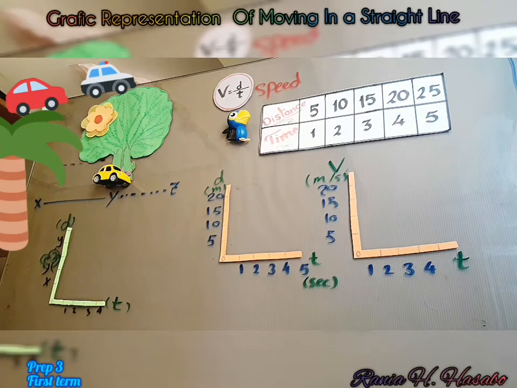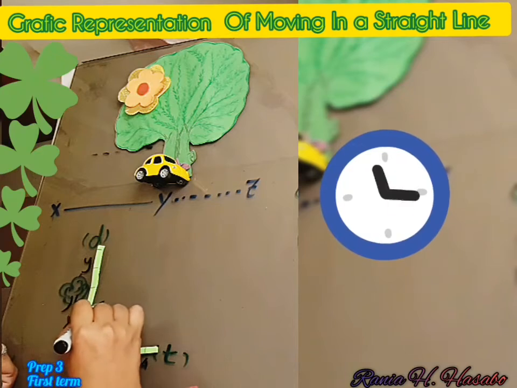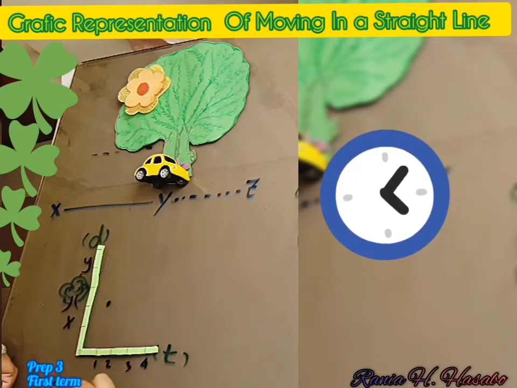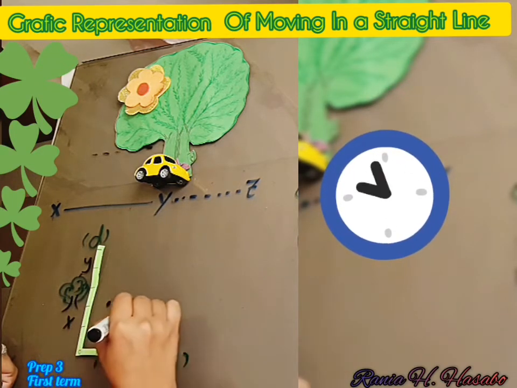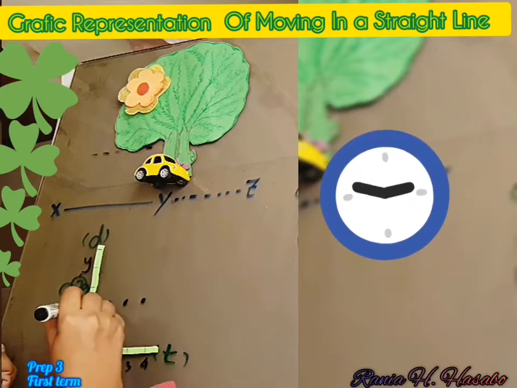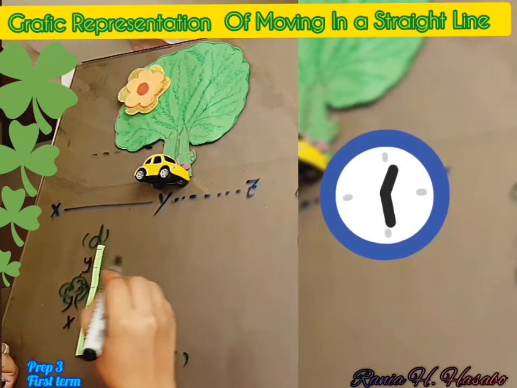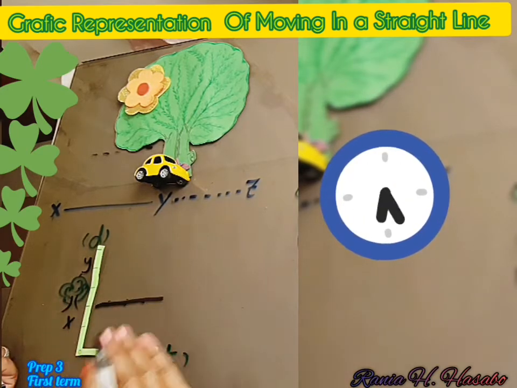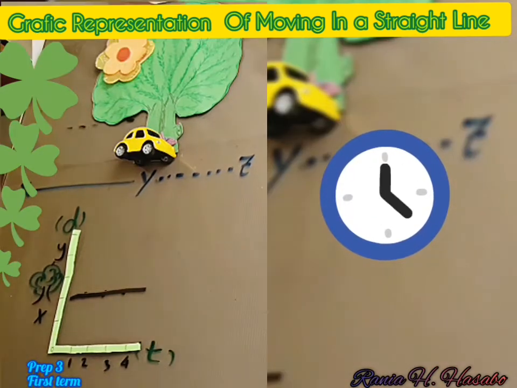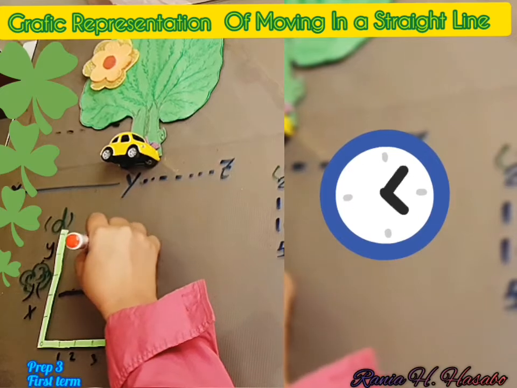Now we will try to draw a graph representing the motion. Firstly, the object position remains constant as time passes. After 1 second, the car is still standing at the tree. After 2 seconds, at the tree. After 3 seconds, at the tree. So, we draw a straight line parallel to the time axis if the object position remains constant as time passes. So, this graph represents the object at rest.